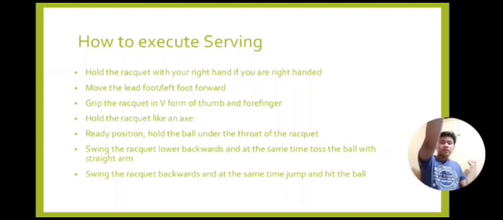So when this is the ready position, and you're about to execute, you will swing, then you will throw it. Just make sure your arm is straight. Then this is the time you execute the skill. You will swing the racket forward, then jump and hit the ball.